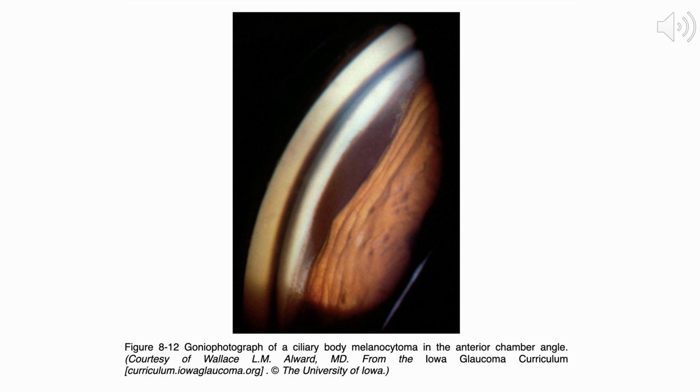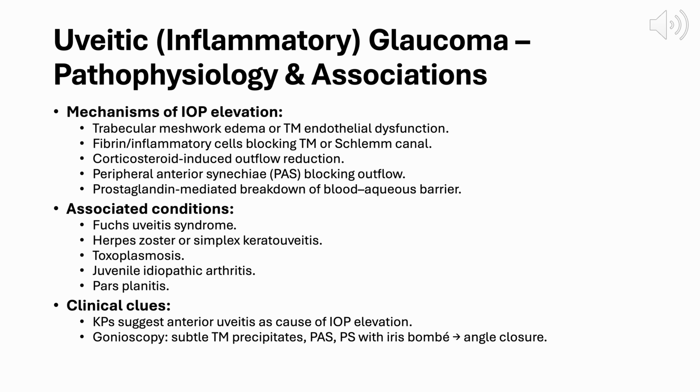Here we see a ciliary body melanocytoma in the anterior chamber angle. This lesion appears densely pigmented and nodular, with a more granular surface compared to melanoma. While benign, it can still cause angle crowding and secondary intraocular pressure elevation. Let's now discuss uveitic or inflammatory glaucoma, focusing on how inflammation contributes to intraocular pressure elevation and what conditions are often associated with it.